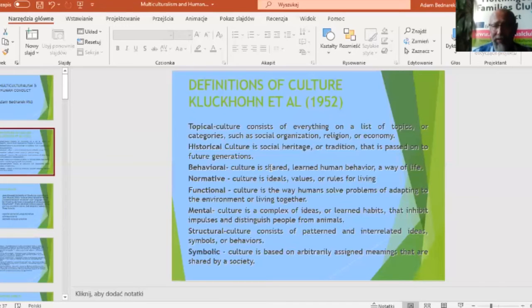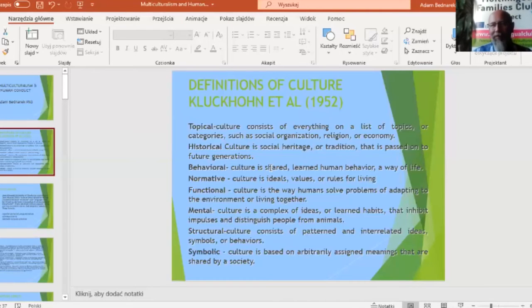Then we have the normative approach to culture. So culture is ideals, values, or simply put, rules for living. This is okay and this isn't, right? So in our cultural reality, or in our cultural terms, certain aspects are agreed upon by a general society, and that might result from the historical aspect or the behavioral progress of a given culture, and are then transferred to future generations.